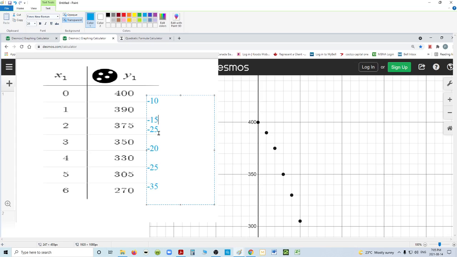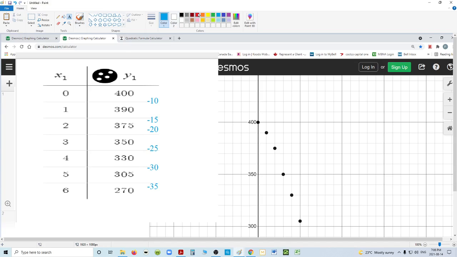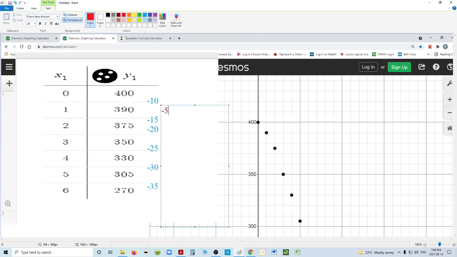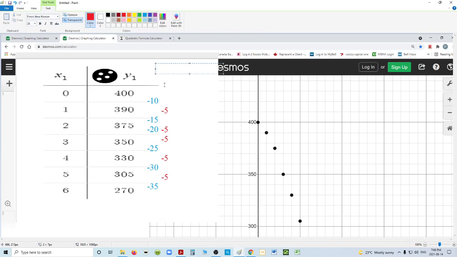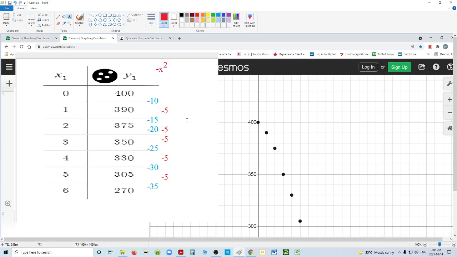So if you were to massage this data and look at a better idea of what's going on, it would look like that. And then if you looked at the next differences, it becomes negative 5, negative 5, negative 5, negative 5, negative 5. What is that? Well, they're all the same. Therefore, we're dealing with a downward facing parabola as opposed to a growth curve. Otherwise, you'd see multipliers the whole time.